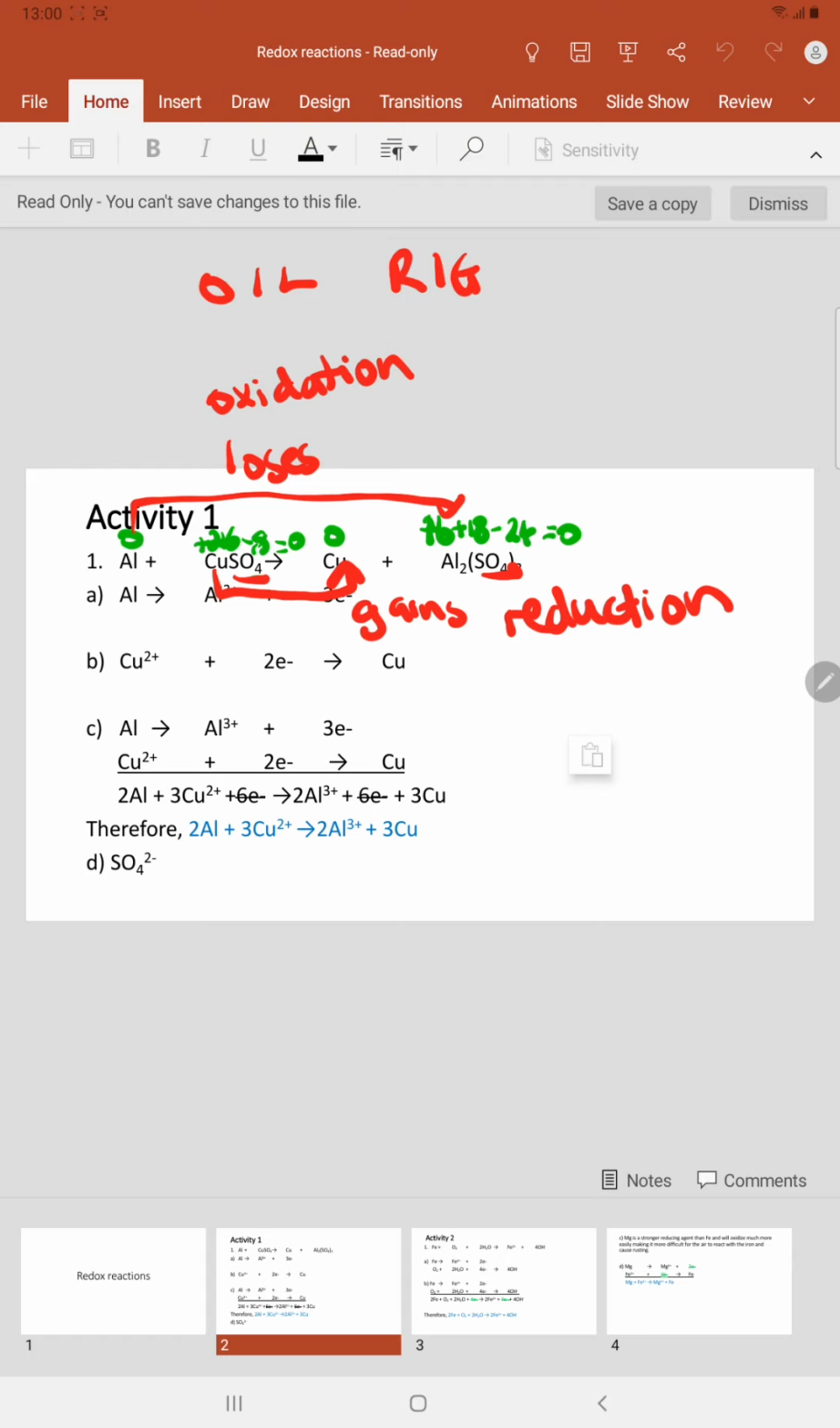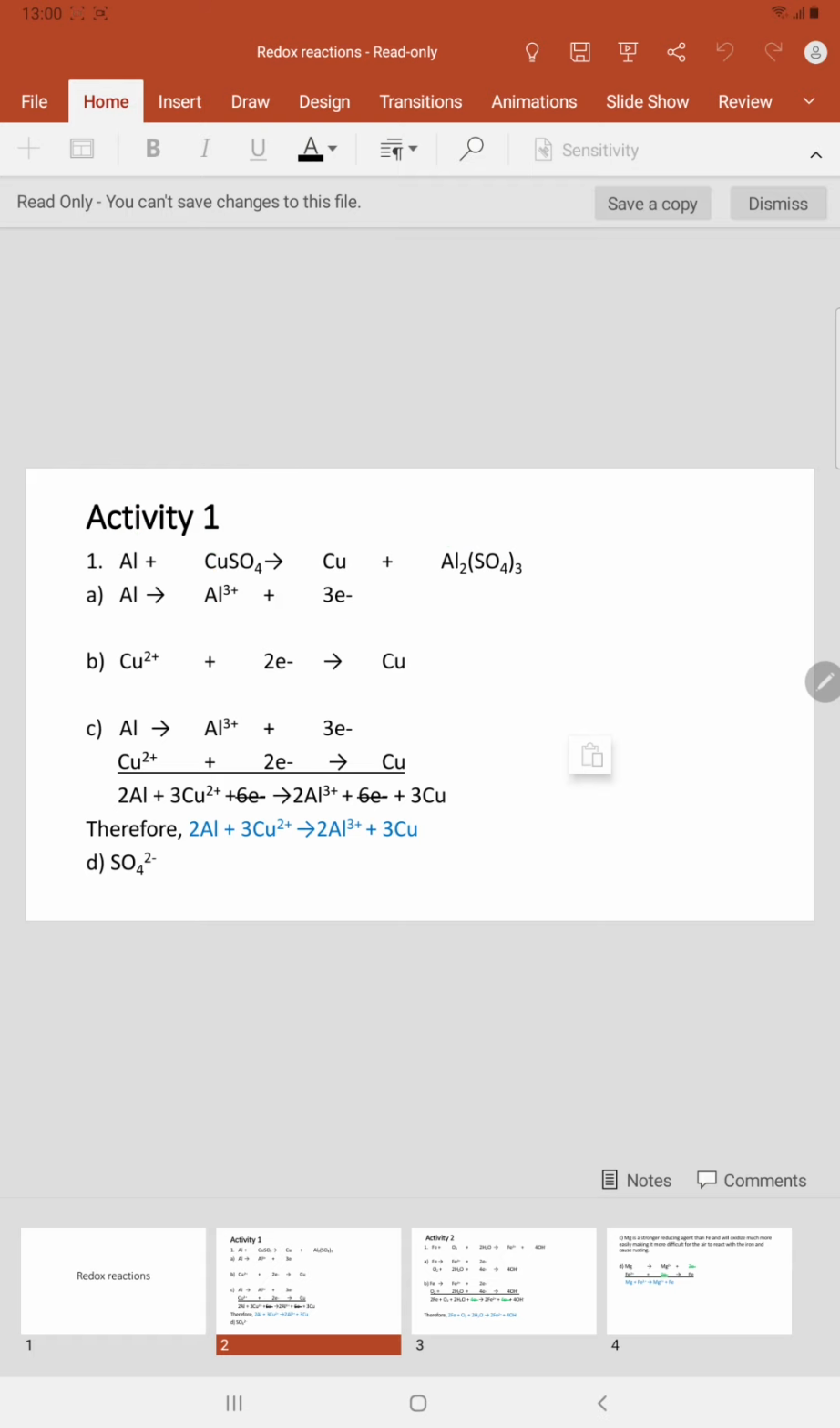So let's now try to write the half reactions. Aluminium is going through oxidation, so it loses electrons from Al to Al3+. If we have to write the half reaction to show how copper acts as the oxidizing agent, we know that Cu2+ gains 2 electrons to form Cu.